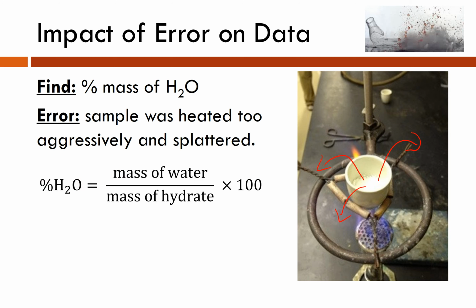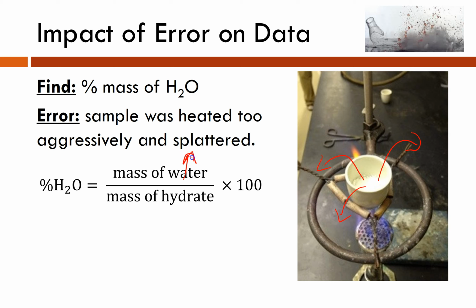When you go to calculate the percent mass of water present in a compound, you look at the mass of water that has been driven off or has evaporated or has turned into steam, divided by the mass of the hydrate compound that was used. So the mass of the hydrate compound is going to be the same throughout. If you've splattered, what's going to happen to the mass of the water, or it seems like the mass of water that was driven off?